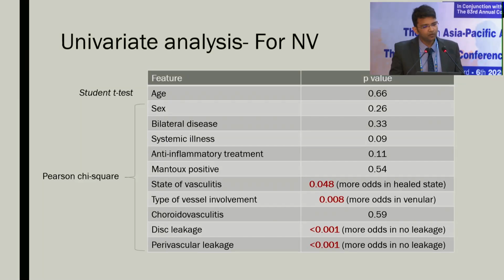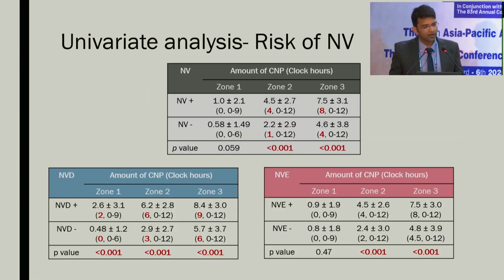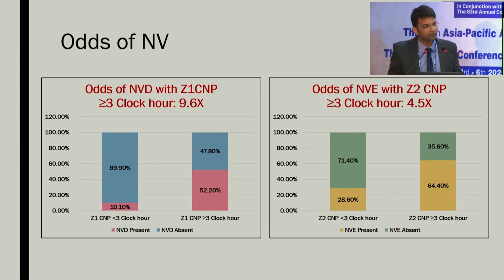Now, when we did the univariate analysis, the significant factors were state of vasculitis, type of vessel involvement, disc leakage, and perivascular leakage. In analyzing the capillary non-perfusion area clock hours, we found that it was also a significant risk factor, higher in eyes in which neovascularization was present. Now, the odds of neovascularization at the disc, if the capillary non-perfusion in zone 1 was 3 or more clock hours, were 10-fold. And for neovascularization elsewhere, if the capillary non-perfusion area was 3 or more clock hours in zone 2, it was nearly 5-fold.